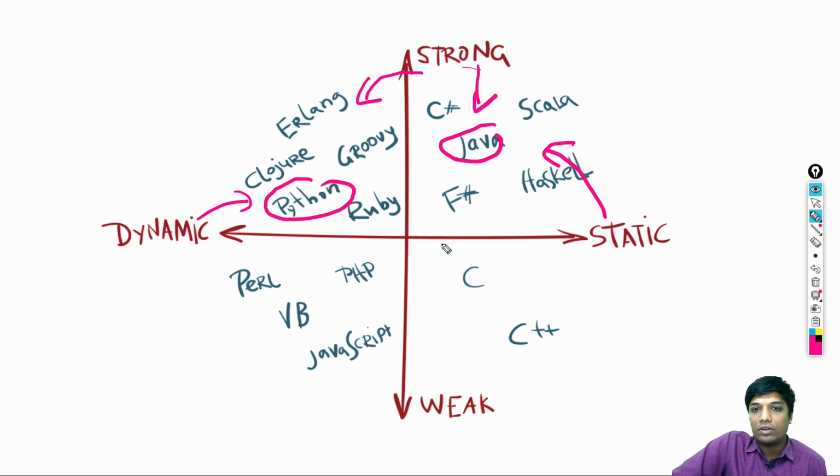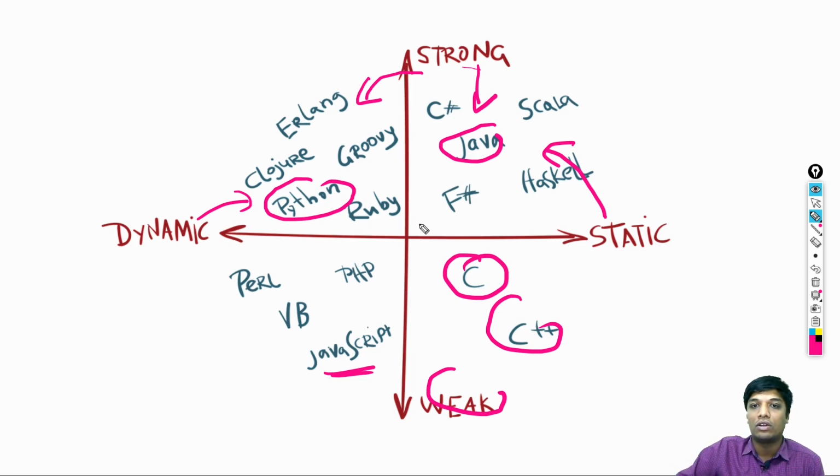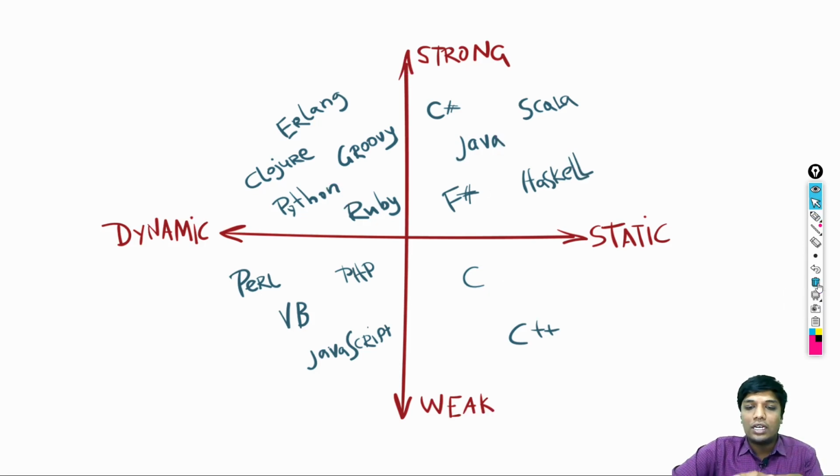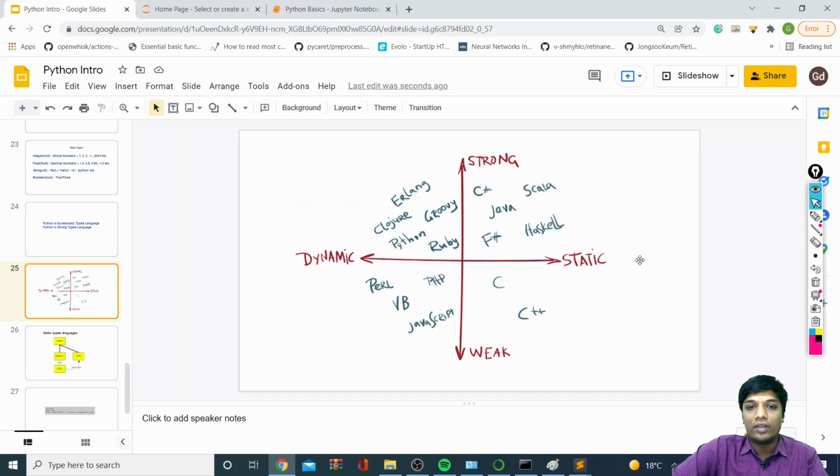Other languages you can have a look at. C and C++ come under weak and static. JavaScript comes under weak and dynamic, something like that. So you can have different programming languages along with which are static and which are dynamic in this way. So you can just have a look at this. I'll just show a small example of what exactly a weak programming language is. Then you'll get clear clarity.